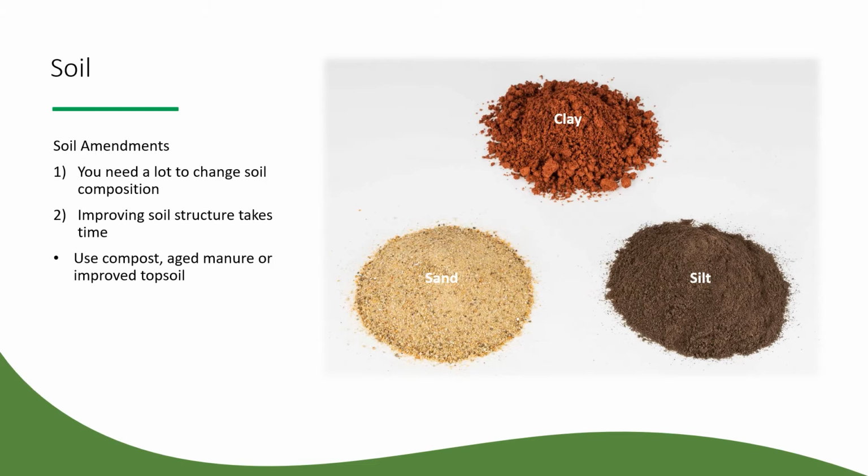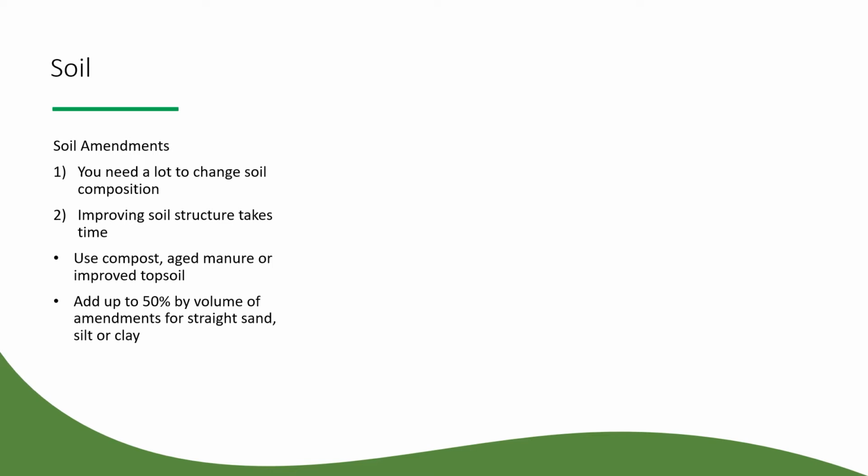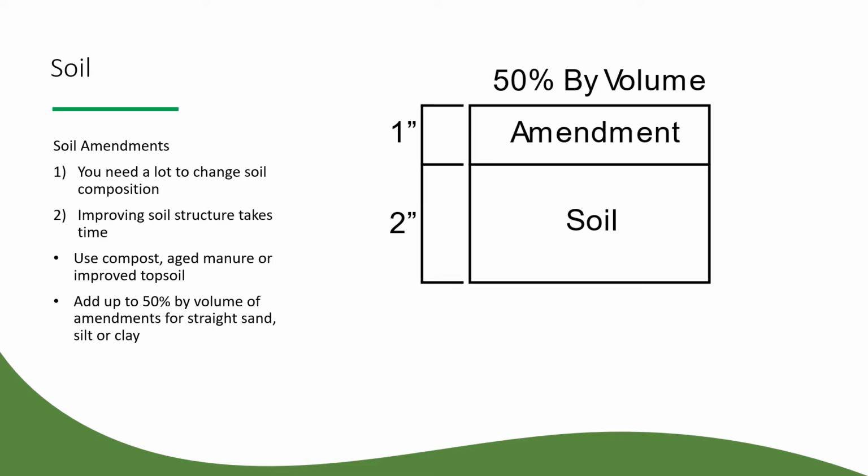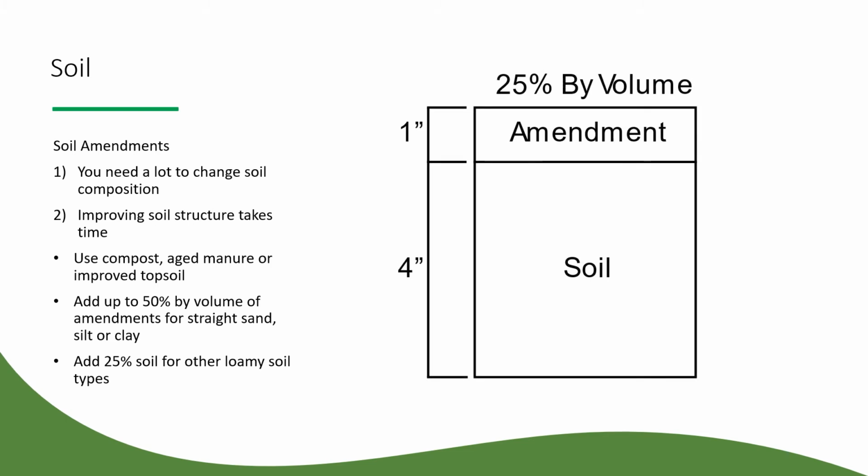If your jar test reveals that you have a straight clay, silt, or sand soil, you can add up to 50% by volume of an amendment to the soil. If your soil falls into one of the other categories, as most soils will, then add up to 25% by volume of an amendment to achieve a good mix.